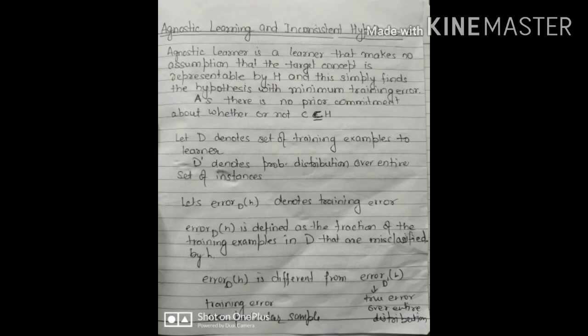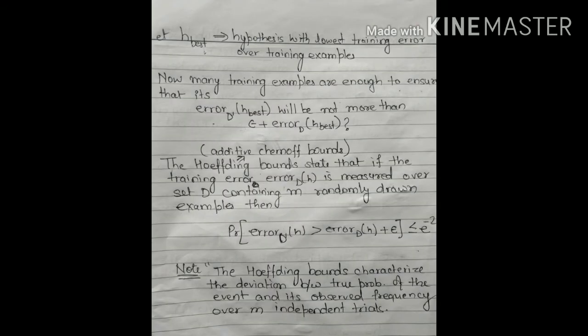Training error is defined as the fraction of training examples in D that are misclassified, that is, the error when the hypothesis misclassifies instances. So with D it is the training error over a particular sample, and with D' it is the true error over the entire distribution. In agnostic learning we need to find a hypothesis with the lowest training error over the training examples. Let h best be the hypothesis with the lowest training error.